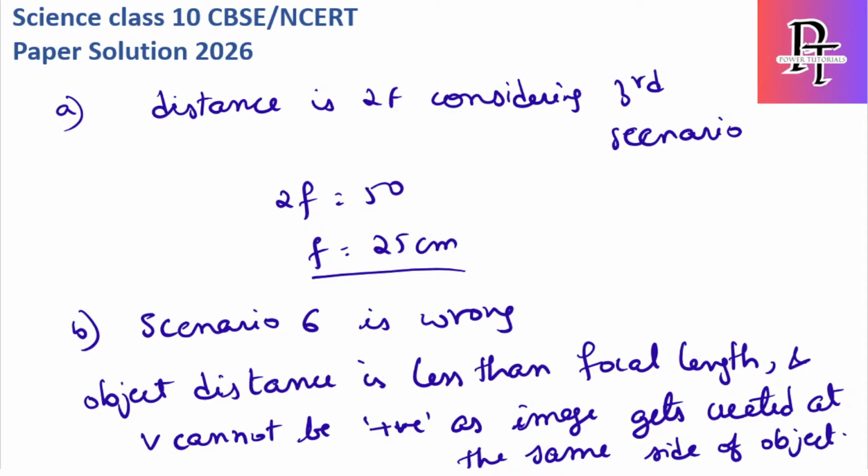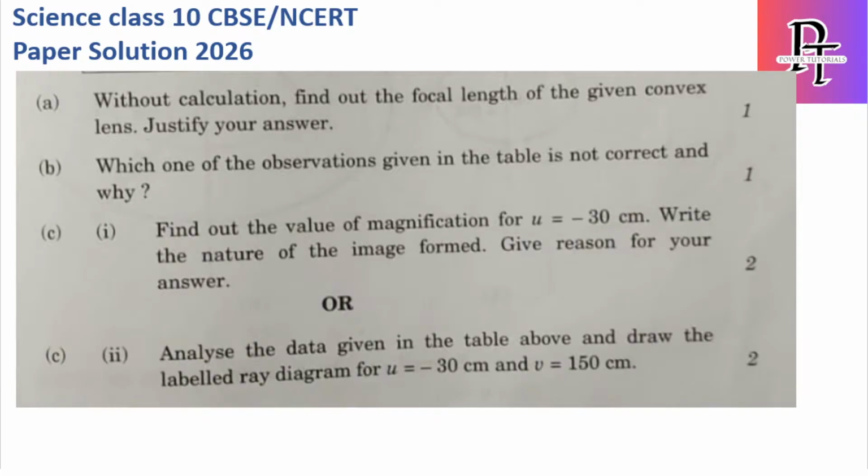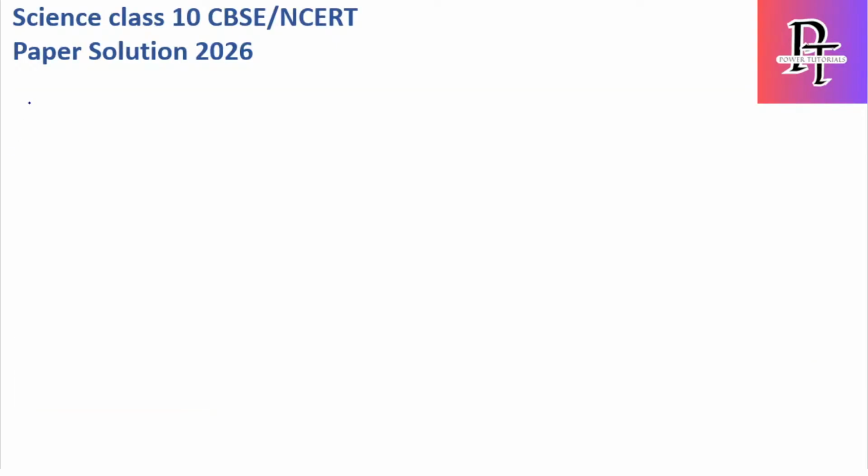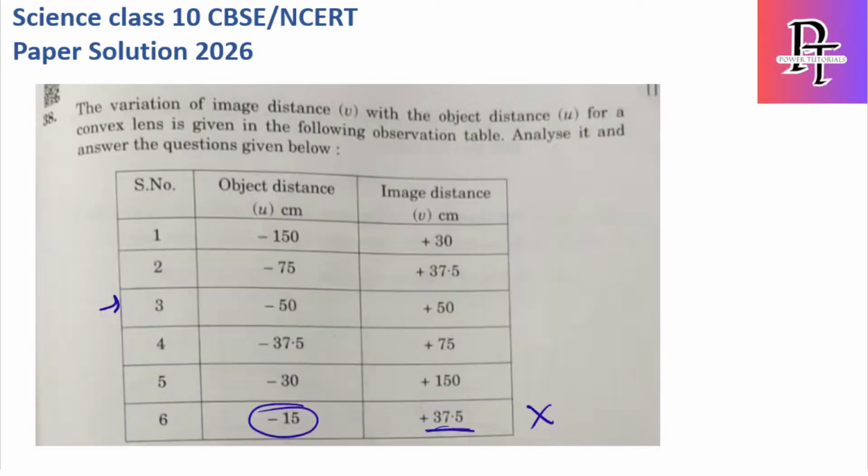Okay, let's move to the next one. For C we have two things. Let's solve one by one. Find out the value of magnification for u is equal to minus 30. Write the nature of the image formed. Give reason for your answer. u is equal to minus 30. For u is equal to minus 30, they already provided the v value. How much? v is plus 150.